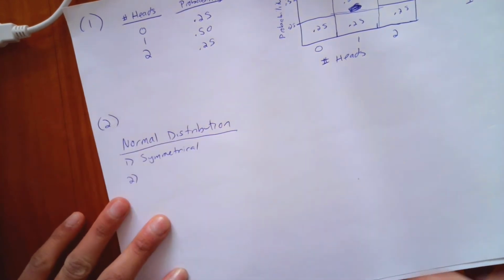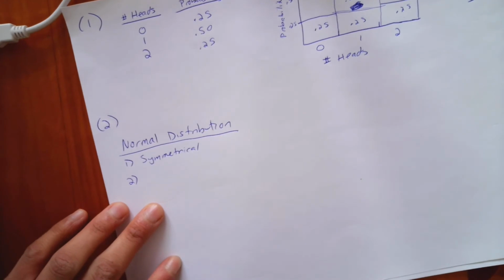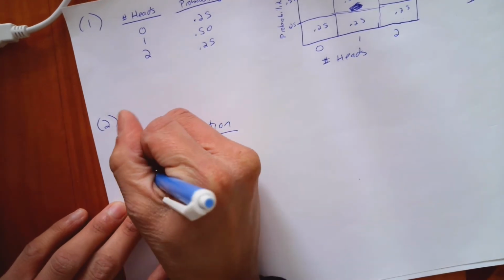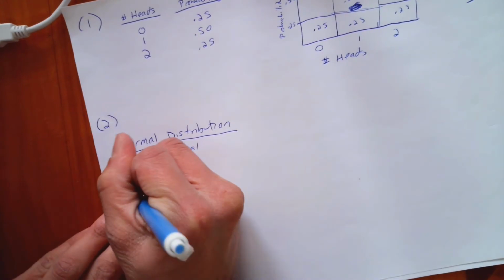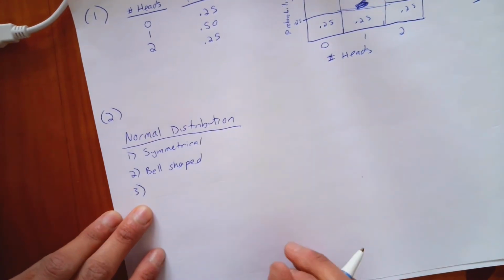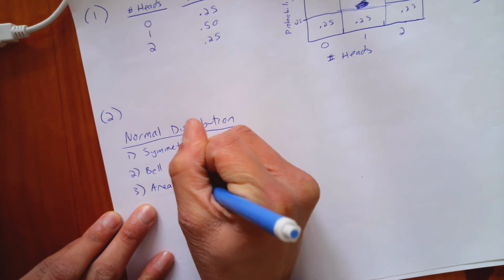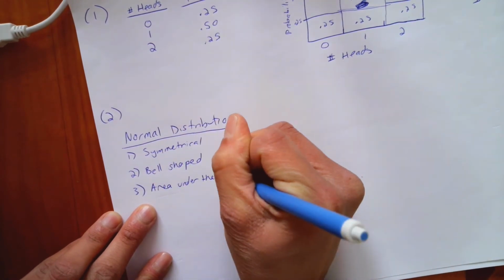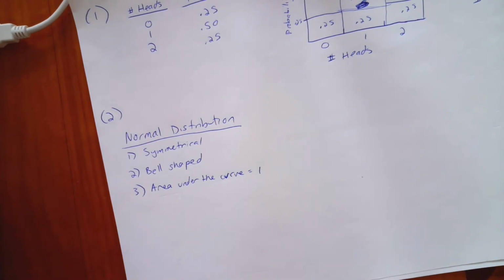The second, and I've already been calling them bell curves, so this one should be pretty obvious, but the second characteristic is that they are bell-shaped. And these are going to be qualities that are true of every normal distribution. The third one is that the area under the curve is going to be equal to 1.